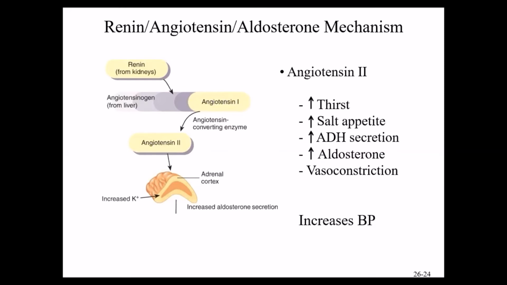Angiotensin 2 has several effects, and I've listed several of these out here for you. One is that it increases your thirst receptors. Your hypothalamus is kind of in charge of some of this, and so it makes you feel thirsty, and that helps you to increase your body fluids, and that will hopefully help to increase your blood pressure.